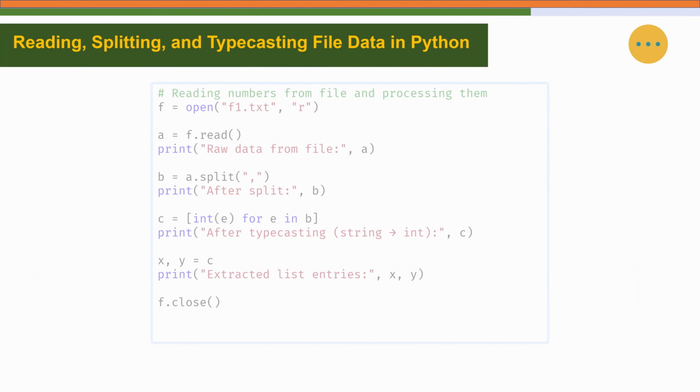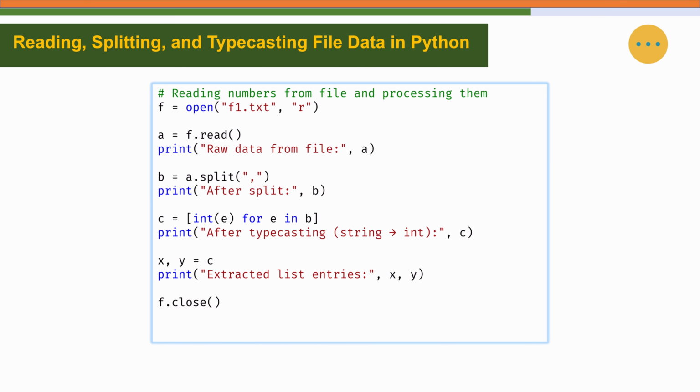In this example, we are learning how to read data from a text file and transform it into useful numeric values. We begin by opening the file f1.txt in read mode. The function read loads the entire content as a string. Suppose the file contains the text 45,67. Using the split comma method, we divide the string into parts where there is a comma, giving us a list of strings like 45 and 67 as entries.